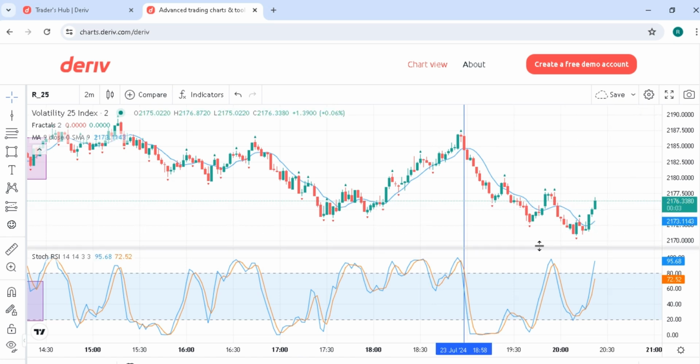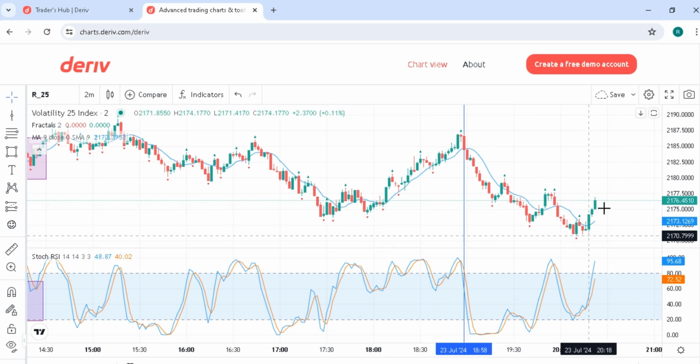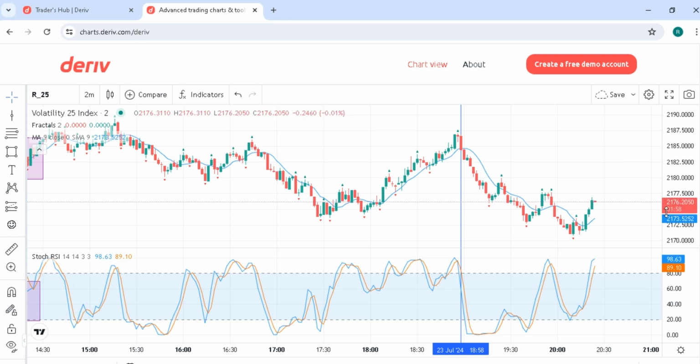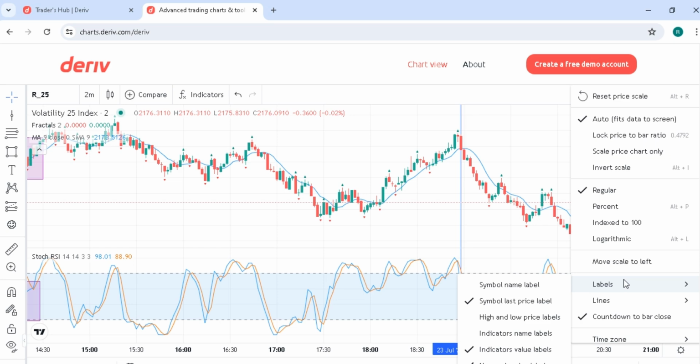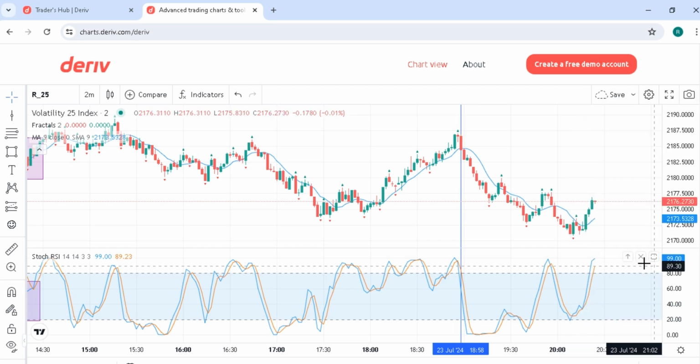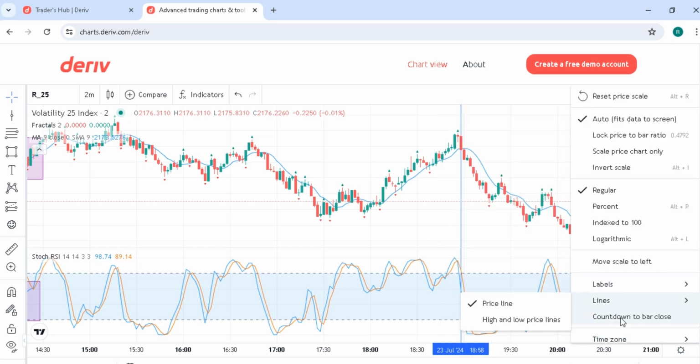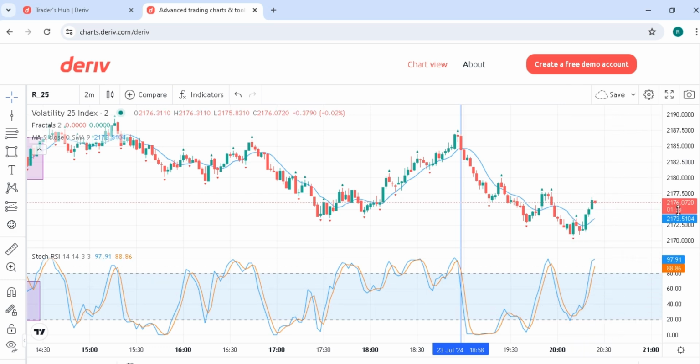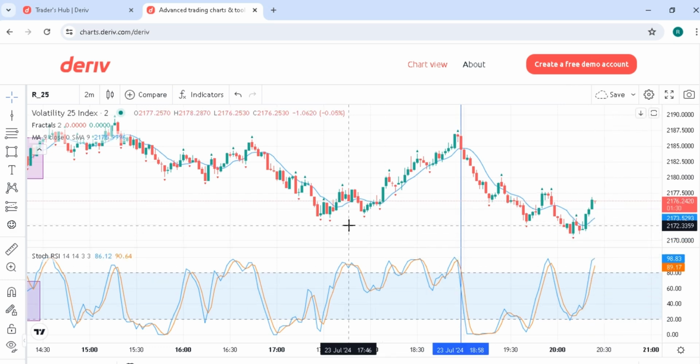Now something else I did not mention, and before I get to that, we said for this timer, we make sure that there is a timer here, and if you don't know where to set that up, you come to this point where I'm pointing and you click on it, and you enable this, you tick this. So right now I've disabled it. So if I want the timer to come back, you click on countdown to bar rows and your timer will appear there.